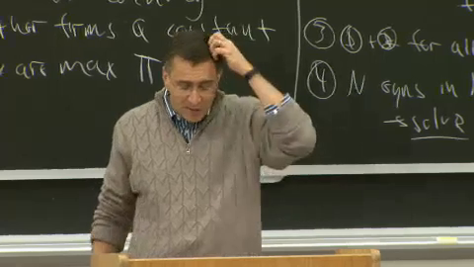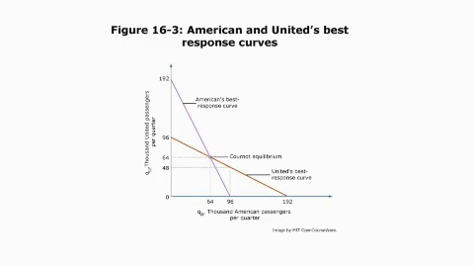What figure 16.3 does is say we can use a whole host of possible production levels by the other firm, and we can develop what we call best response curves. Best response curves are, given what the other firm does, what should I do? So on the x-axis we have how many thousands of flights American passengers are flying per quarter. On the y-axis, how many thousands of flights United passengers are flying per quarter.